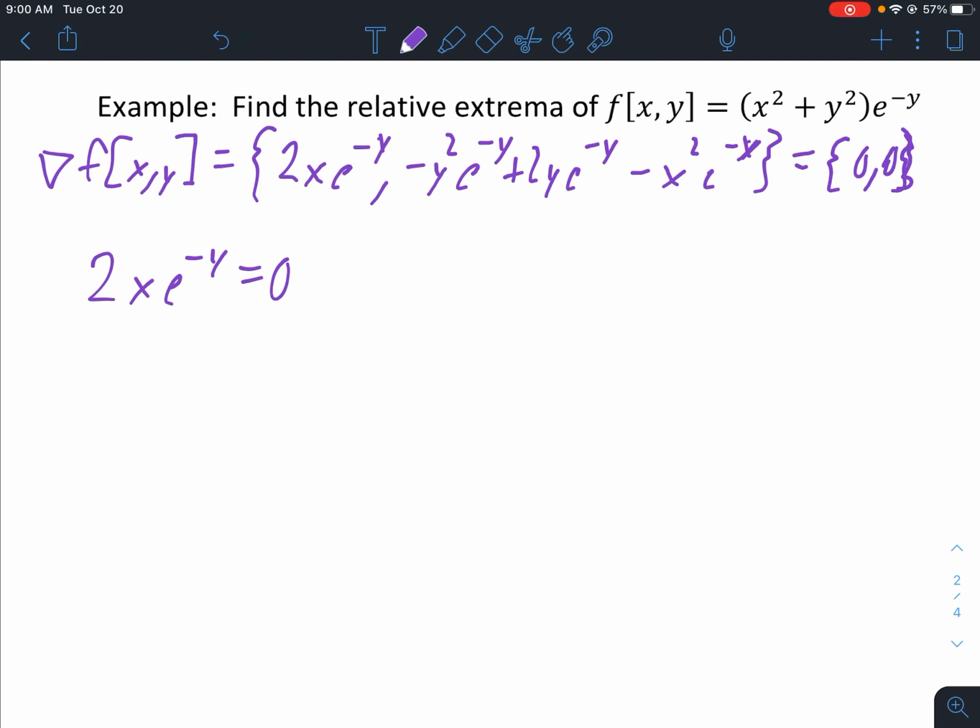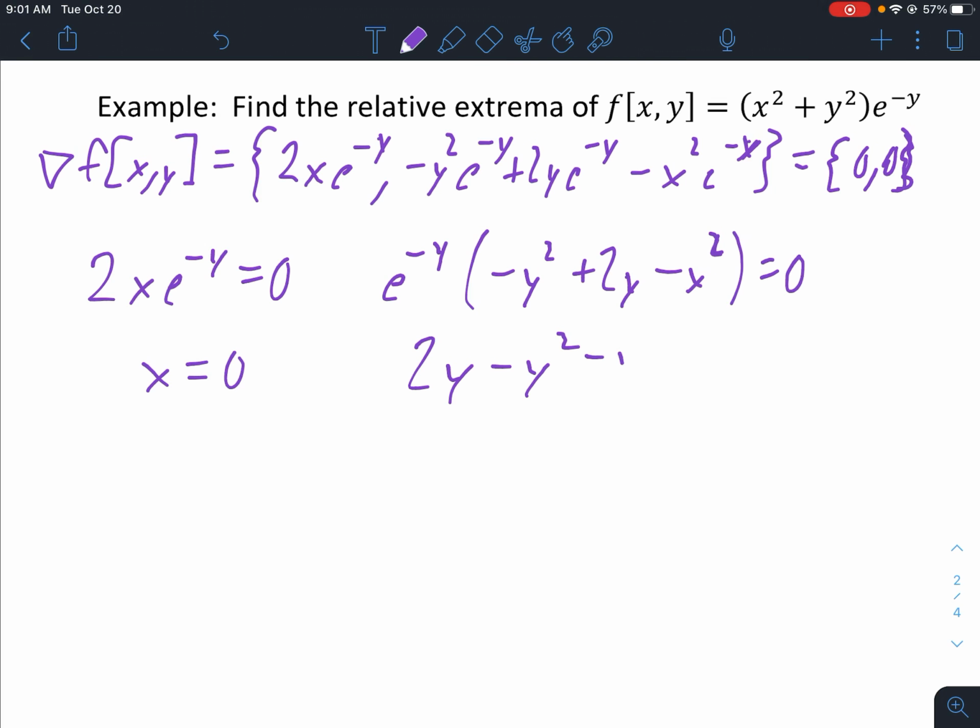So the first part, 2x e to the negative y, will only be 0 at one value, and that's when x is equal to 0. There's nothing we could put in for y to make that 0. So only when x is 0 will that first part be 0. The second part, let's factor out a positive e to the negative y, and we're left with negative y squared plus 2y minus x squared. That first part, again, will never be 0. We can't make that negative e to the negative y ever 0. But maybe we can do the second part. I'm just going to rewrite it a little bit here.